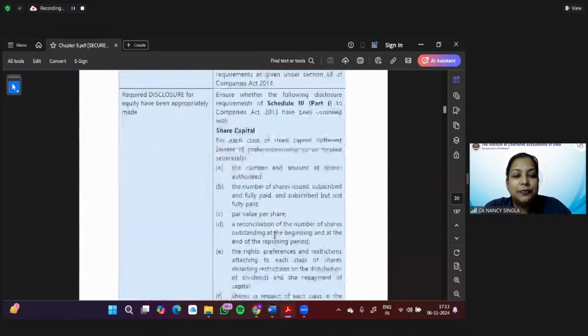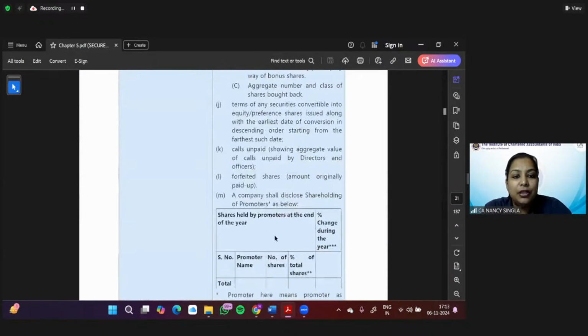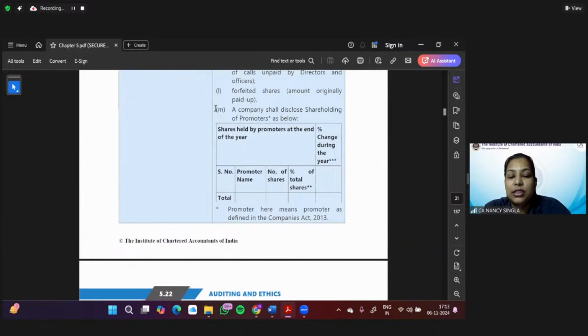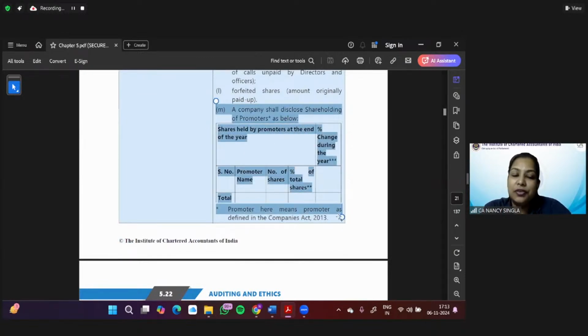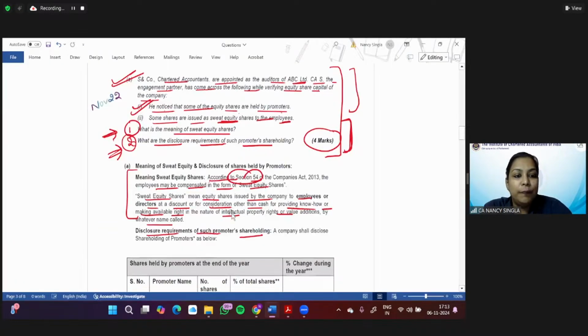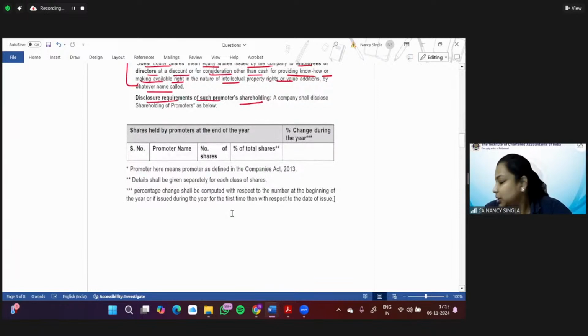And then share capital, this M clause. And I remember that I have asked you to mark it as very important. A 3-mark question can also come. Now here, both the parts in combination consist of 4 marks. So the company shall disclose. So you will have to make this table: the serial number, the promoter name, the number of shares, percentage of total shares, and the change during the year. Promoter here means the promoter as defined by the Companies Act 2013.